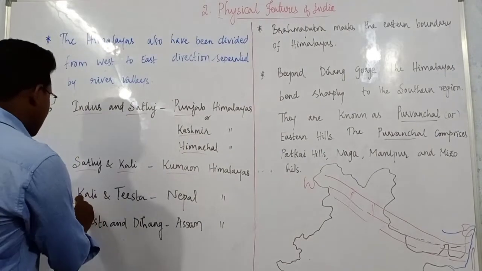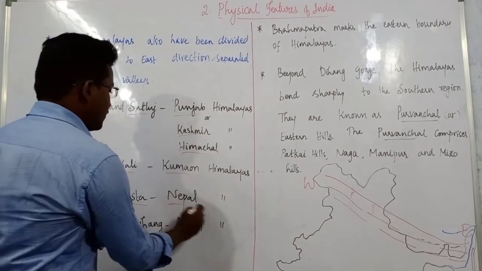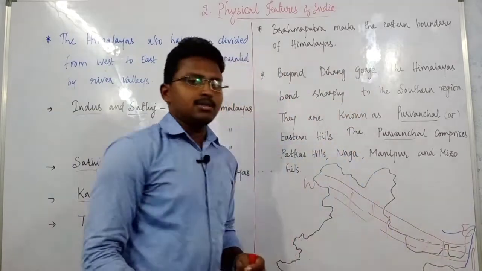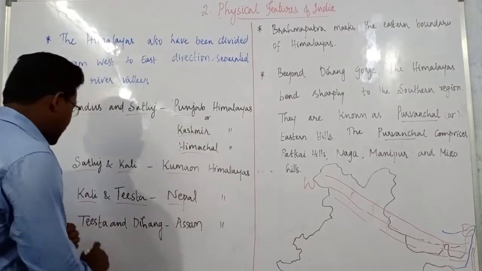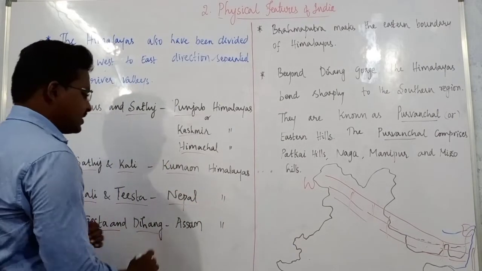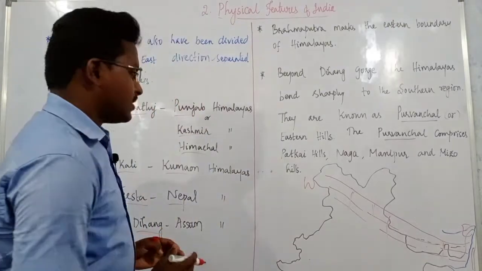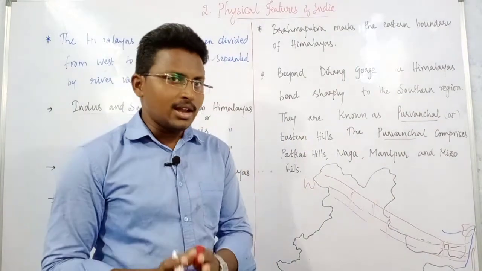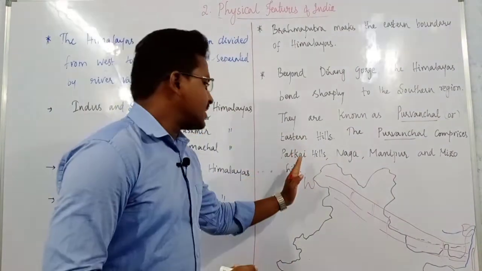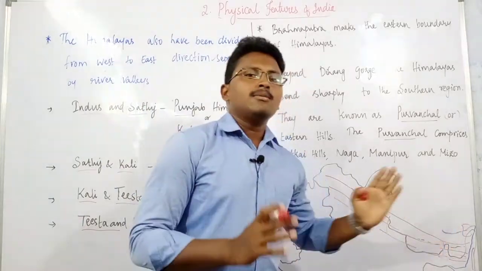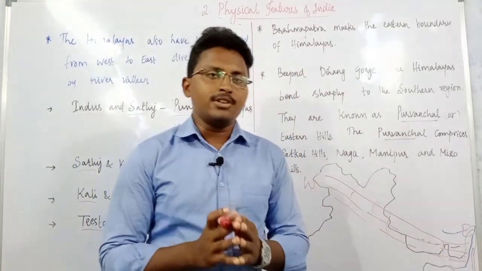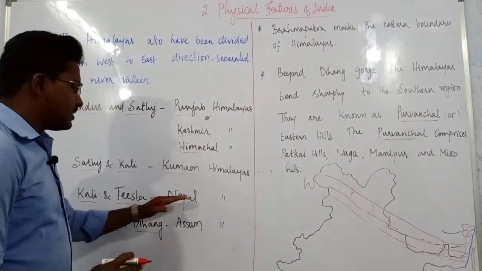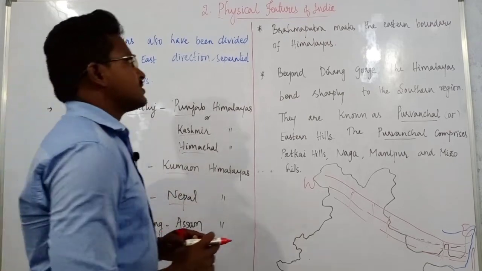Then between the Kali and Tista rivers, we call them the Nepal Himalayas. Then between the rivers Tista and Dihang, we call them the Assam Himalayas, which are lying in this region. So like this, the Himalayas have also been divided from west to eastern direction by demarcating with different rivers. Again, Punjab Himalayas, Kumaon Himalayas, Nepal Himalayas as well as Assam Himalayas.